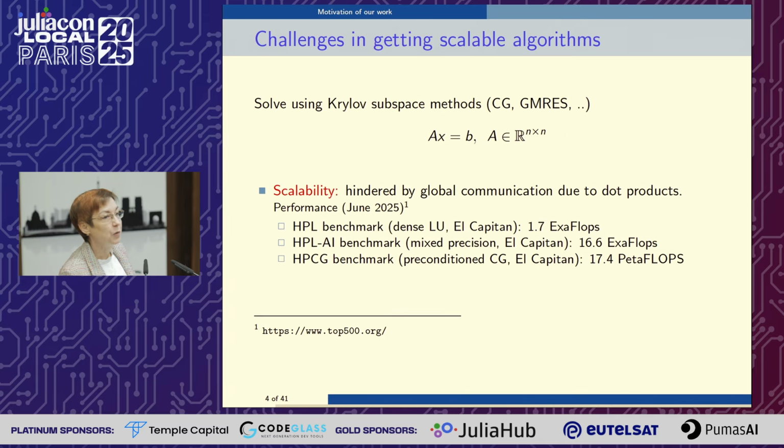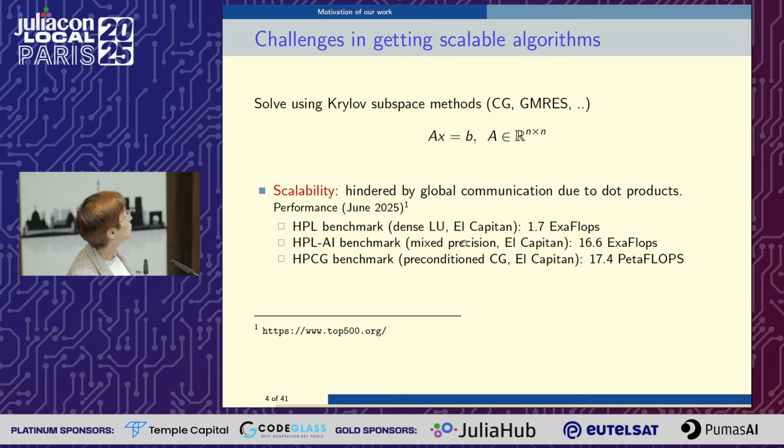And with this, we are interested in solving sparse linear systems or eigenvalue problems. So the simplest linear system, Ax equals b. And here I take some data from the TOP500, which lists the fastest supercomputers in the world. And then we can look at the HPL benchmark, which implements a dense LU factorization. And if you look here, El Capitan is reaching 1.7 exaflops.